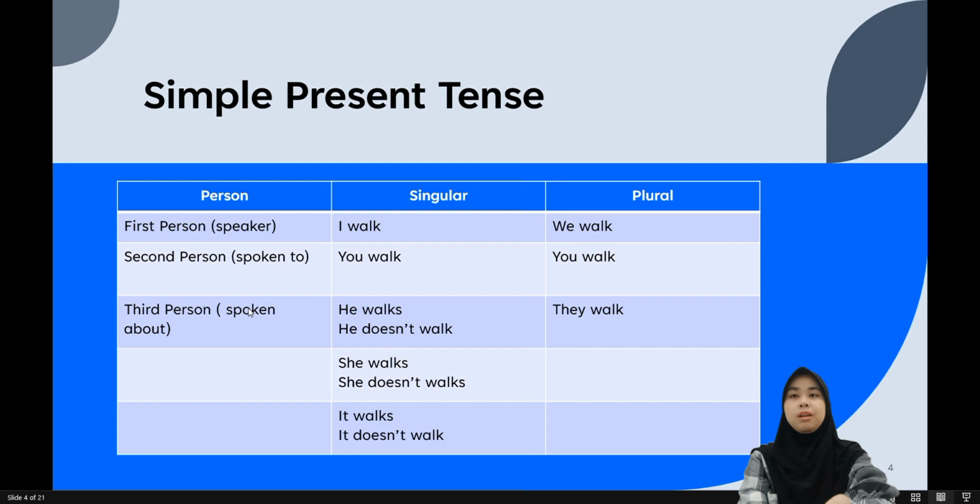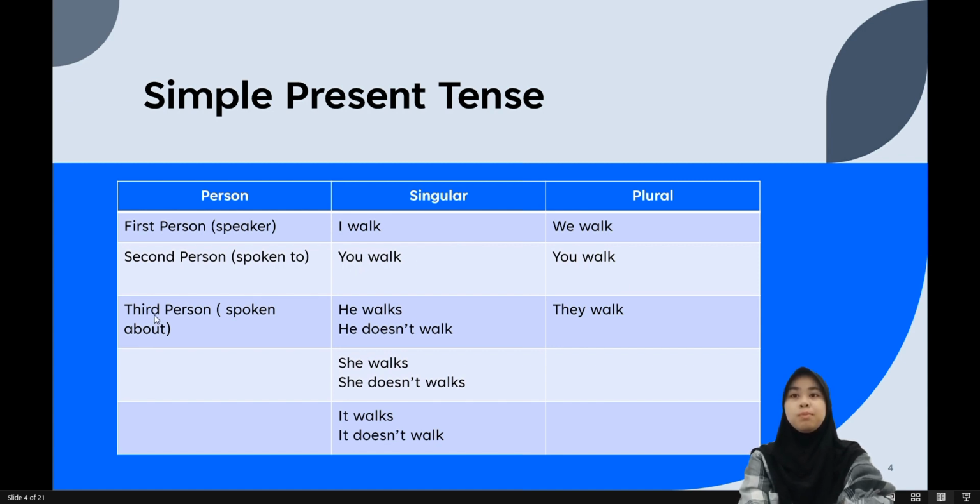Simple present tense has this formula: first person, if singular, it will be I walk. If plural, it will be we walk. And second person, or spoken to, if singular, you walk, and plural, you walk. It has the same form, singular or plural, you and you.